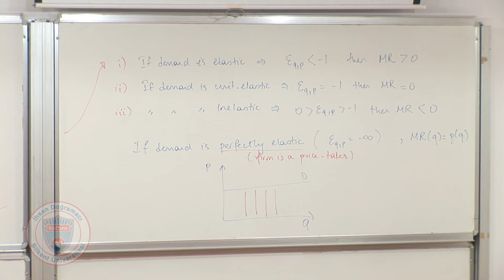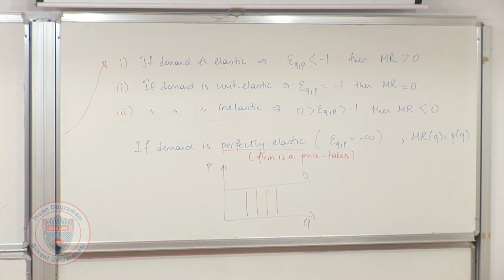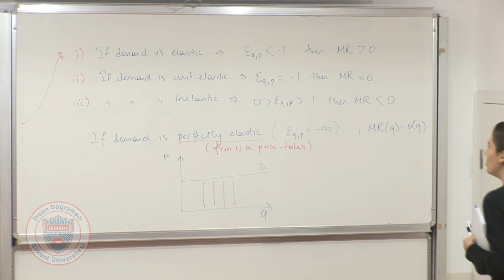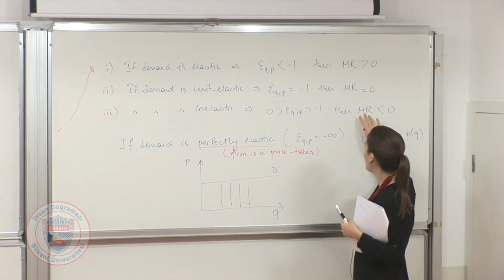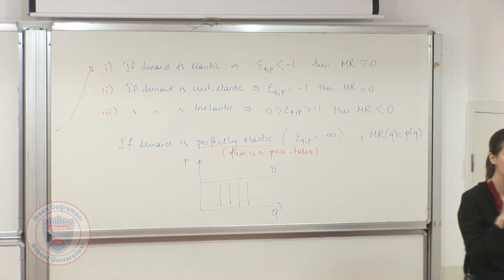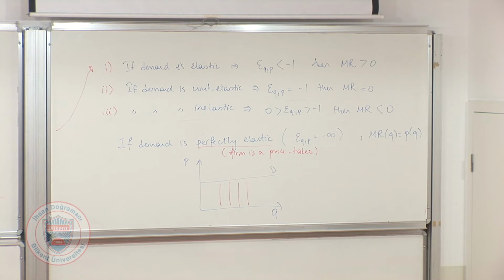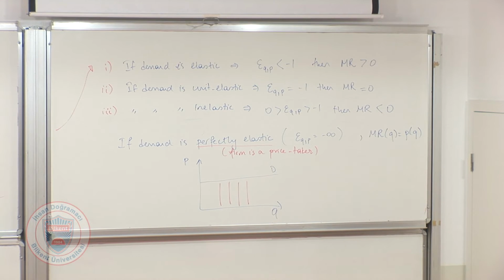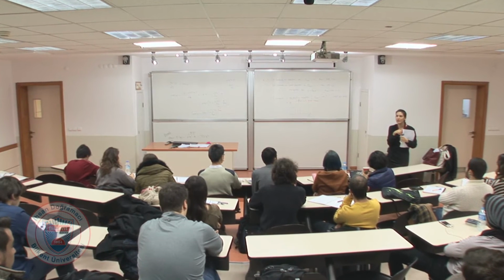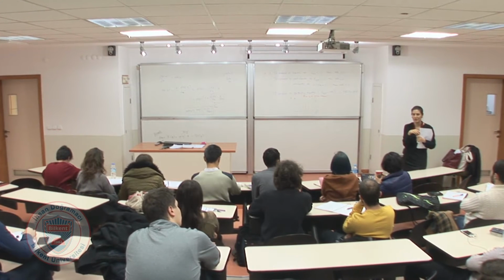Suppose you're a monopolist, right? You know what is a monopoly, right? You're the only seller in the market. Suppose you're a monopolist. Do you think you'll ever operate in some portion where marginal revenue is negative? What does that mean? It means that if you sell another unit, it decreases your total revenue. If you produce another unit, do you think it's going to increase or decrease your total cost?